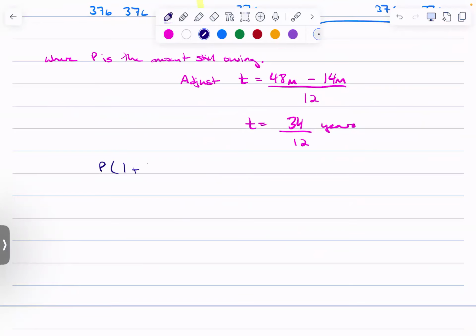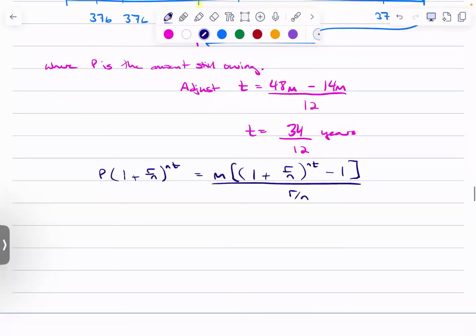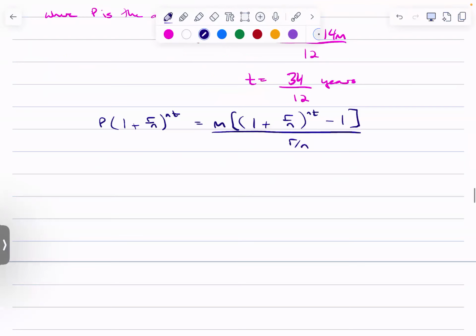P times (1 plus r over n) to the n times t is M times ((1 plus r over n) to the n times t minus 1) divided by r over n. Boy, I'm remembering that right, but I'm feeling pretty good. Hopefully. I want to find P.